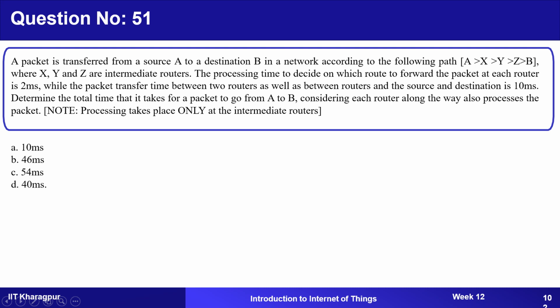In between there are three intermediate routers where some processing will take place. So at X it will take 2 ms, at Y it will take 2 ms, and at Z it will take 2 ms. So 40 plus 6, which is 46. So the correct option for this is B.